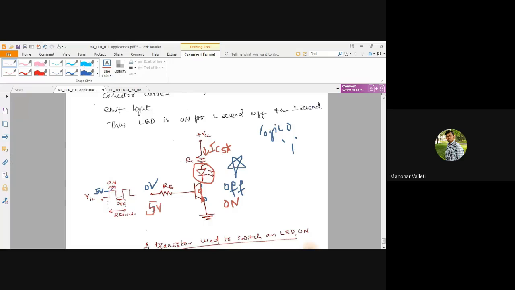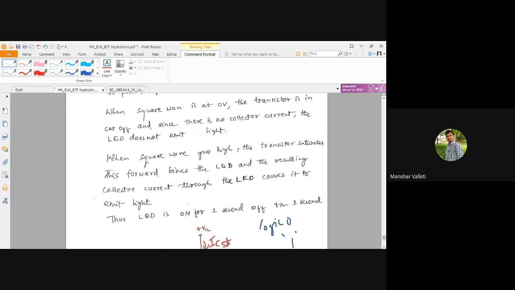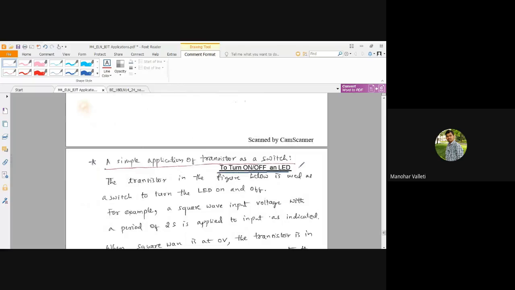By suitably applying a square wave input at the base with the help of the RB resistor, you can turn the LED on and off. So this is the application of the transistor operating as a switch. We use the transistor operating as a switch to turn the LED on and off. Here, two possible questions may be asked in the end exam: the simple application of a transistor as a switch, or how to turn an LED on and off. Either one of these questions may be asked. These are the two ways of asking the question.